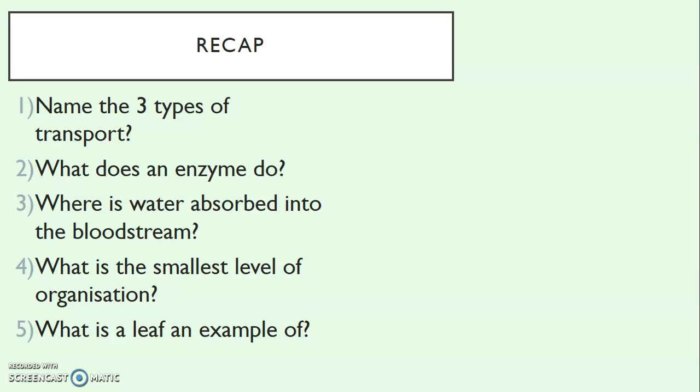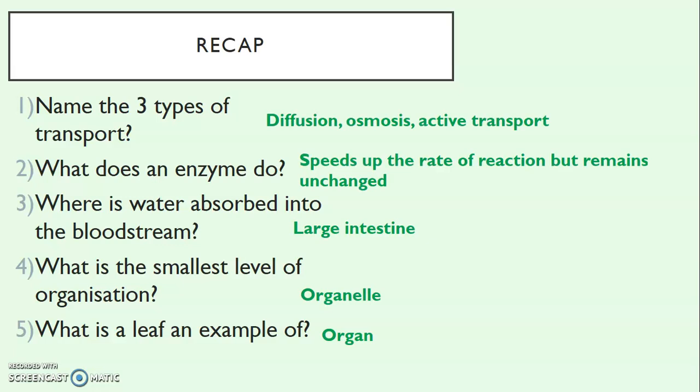So hi guys, welcome back. So checking your answers first of all, please. The 3 types of transport is diffusion, osmosis and active transport. An enzyme will speed up the rate of reaction, but it remains unchanged. Water is absorbed into the bloodstream in the large intestine. The smallest level of organisation is an organelle, and then a leaf is an example of an organ.